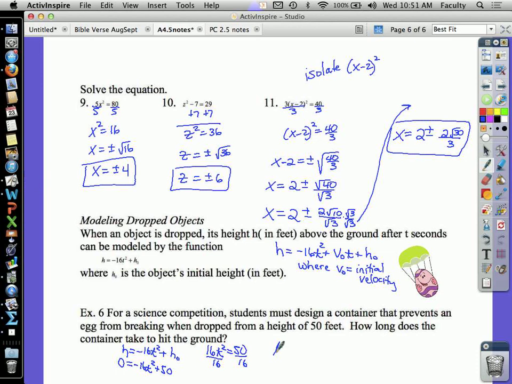So the time is about 1.8 seconds. Now keep in mind, you really would have gotten a plus or minus, but you cannot have negative time. That doesn't make sense.